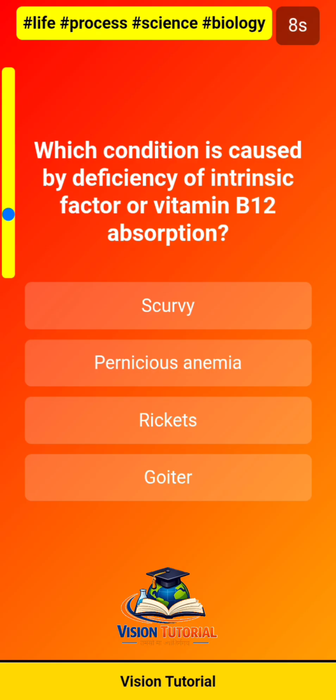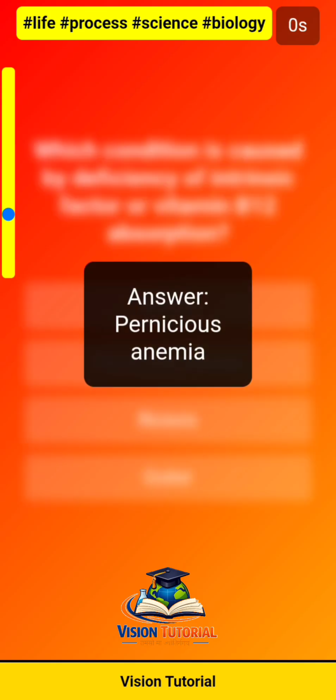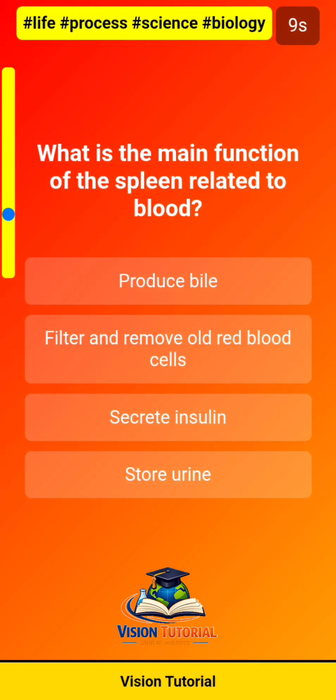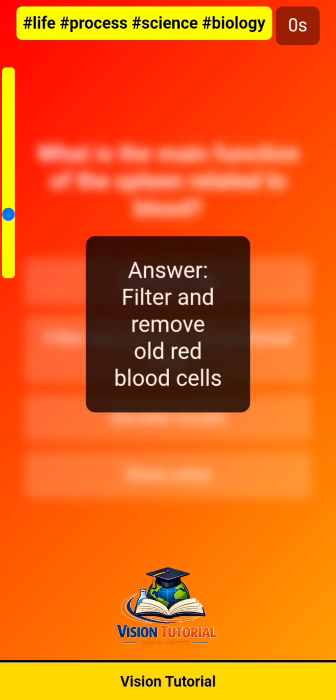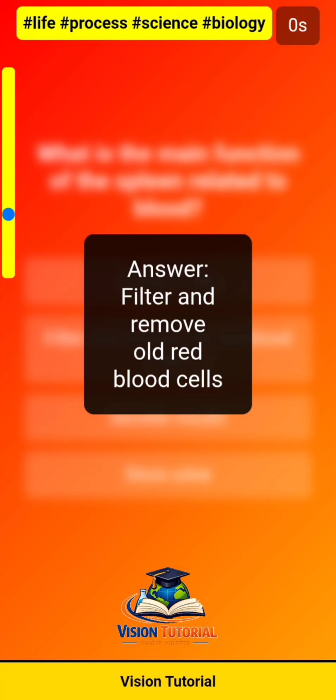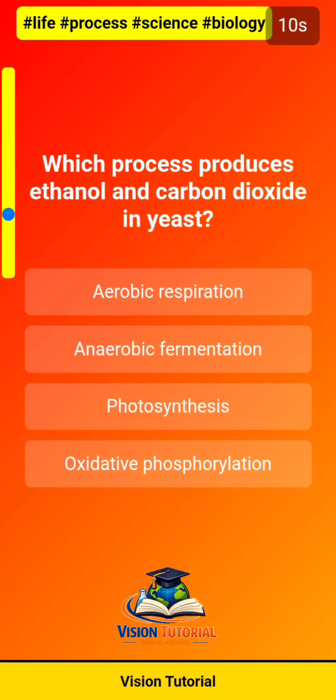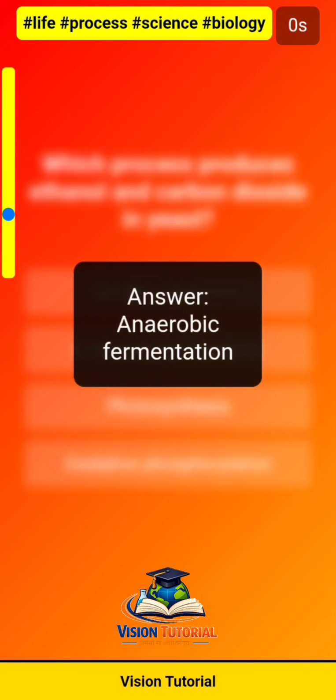The question is, which condition is caused by deficiency of intrinsic factor or vitamin B12 absorption? Answer: pernicious anemia. The question is, what is the main function of the spleen related to blood? Answer: filter and remove old red blood cells. The question is, which process produces ethanol and carbon dioxide in yeast? Answer: anaerobic fermentation.